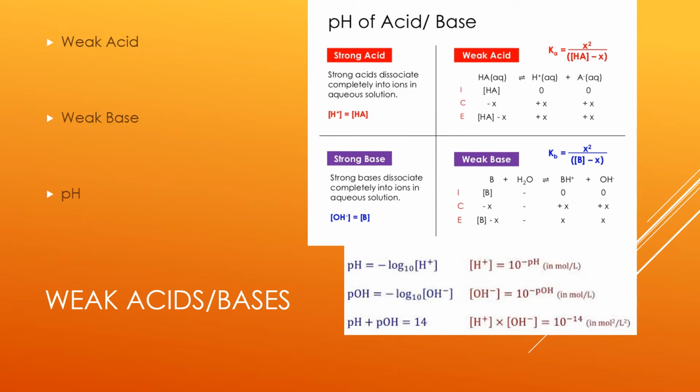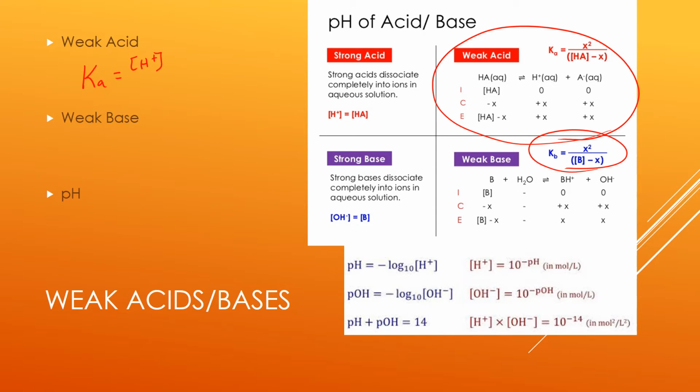For weak acids and weak bases, we do not have 100% dissociation. Your dissociation ranges between 1 and 3%. It's very, very low. So how we work with that is you get Ka and Kb values. For weak acids, your Ka expression is basically your H+ concentration times your A- concentration over the acid concentration overall. Remember that you don't include water because you never include pure solids or pure liquids in your K expressions.